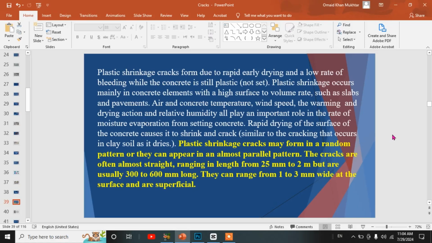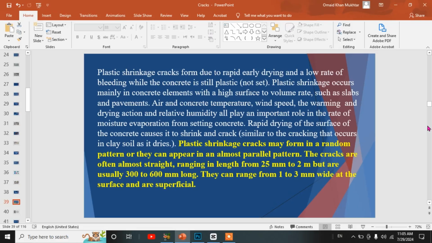Air and concrete temperature, wind speed, the warming and drying action, and relative humidity all play an important role in the rate of moisture evaporation from setting concrete. Rapid drying of the surface of the concrete causes it to shrink and crack, similar to the cracking that occurs in clay soil as it dries.